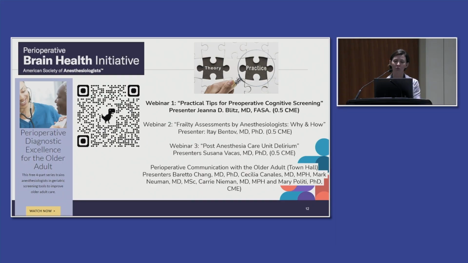In particular, number one, the practical tips for preoperative screening is definitely worth your time. It allows you to not be intimidated by this. It focuses on what you should be doing. It actually gives you an example of how to engage a patient with the Mini-Cog.